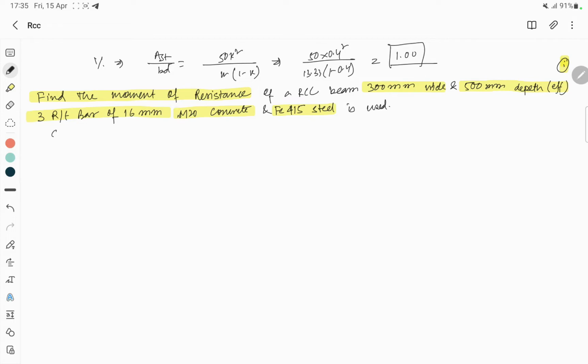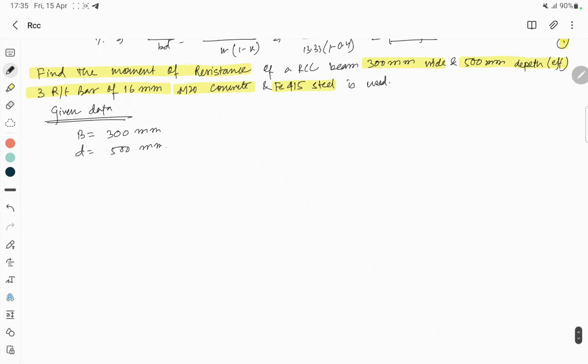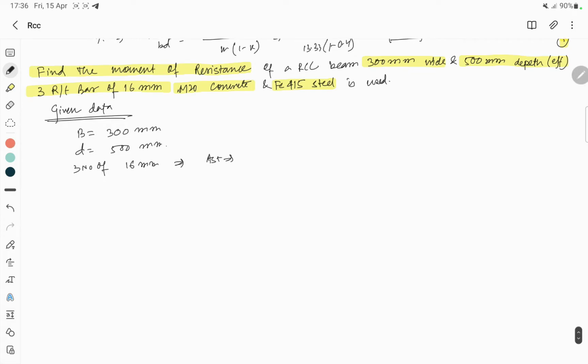First we write the given data. B equal to 300 mm, D effective depth is 500 mm, 3 number of 16 mm bars, that means AST equal to, that is the procedure, you have to find out the value from the given data as much as possible. 3 into pi by 4 into 16 into 16, that is 48.5, and M20 is the concrete grade and Fe415 is the steel grade, and we have to find out the moment of resistance.